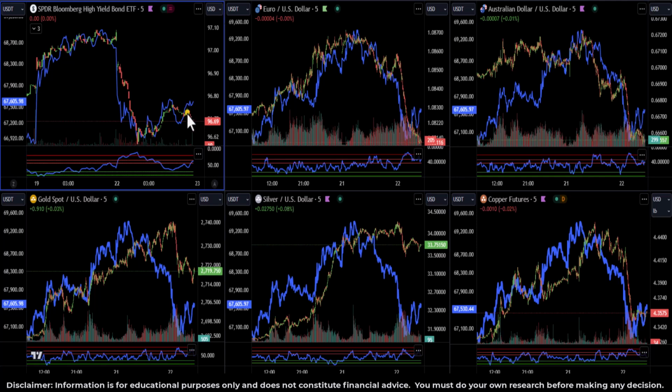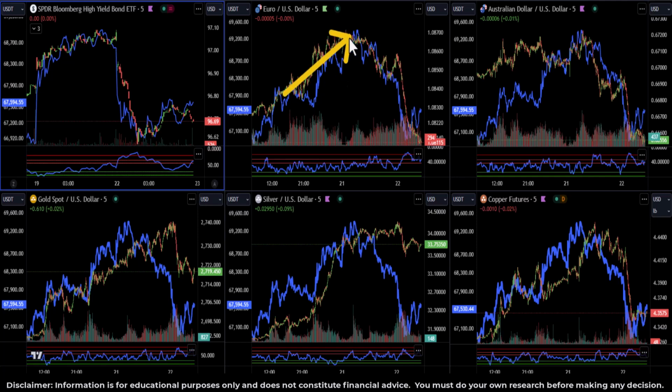If we continue to see weakness in junk bonds, weakness in the euro dollar, weakness in the Aussie dollar, weakness in gold, weakness in silver, and weakness in copper, that could just potentially mean, and stacking probabilities, that Bitcoin, that blue line, and the entirety of the crypto space is coming down. Stacking probabilities is an absolute game changer.